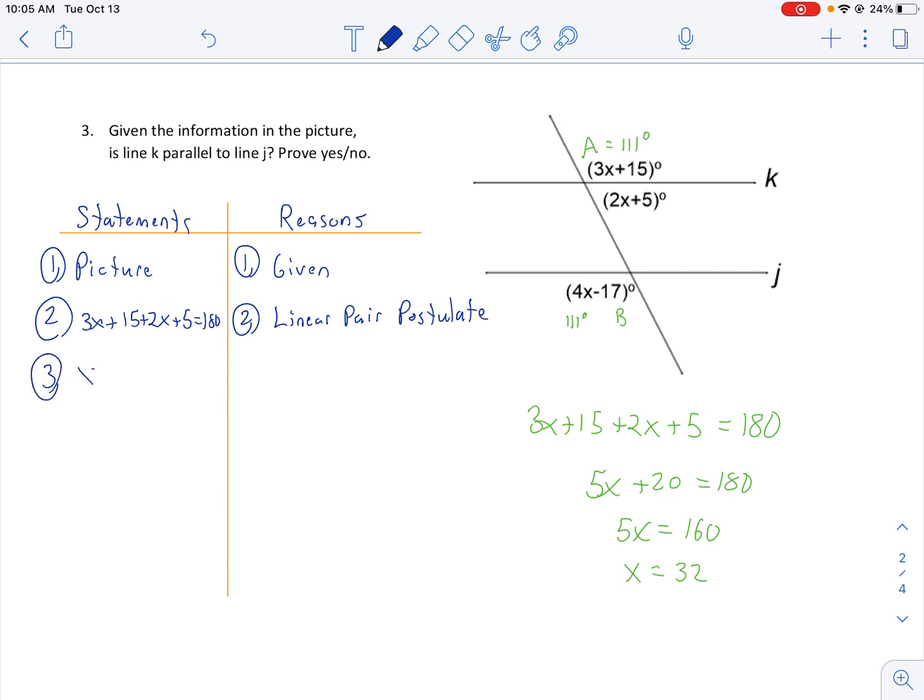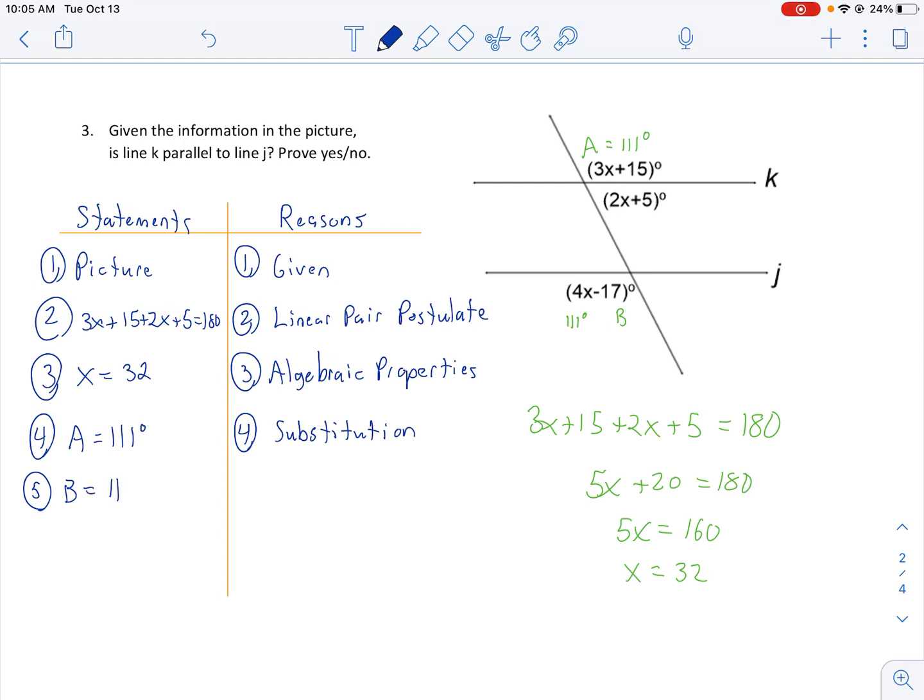And then from there we found the value of x to be 32. And again, we can just say algebraic properties. And then we had to plug 32 in for x. So anytime you do that, the reason for that is substitution. So we got A equals 111 degrees. Substitution. Then we found B equals 111 degrees. Substitution.